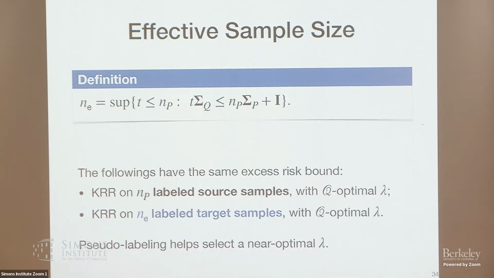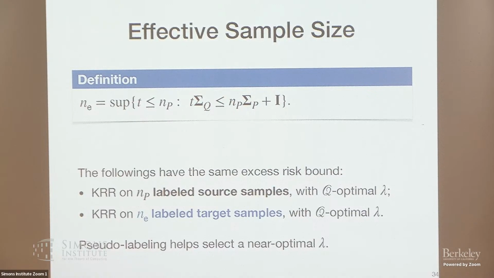So what is the effective sample size here? This is our definition. I have NP samples from the source. And the effective sample size is defined through this relation: the largest T so that a multiple of my target covariance is dominated by the right-hand side. This is the source sample size times the source covariance, plus an additive term.